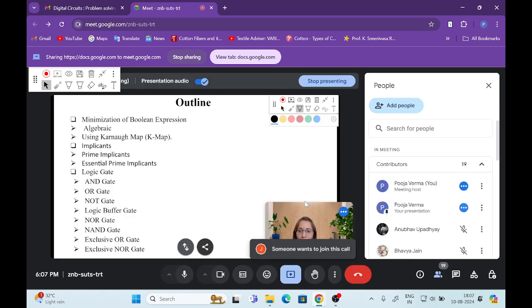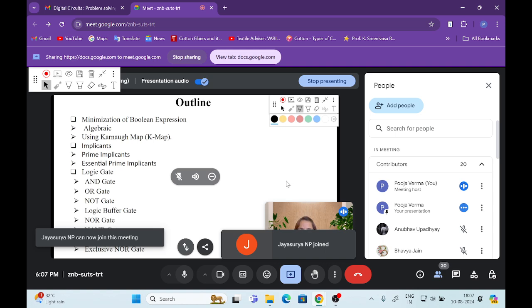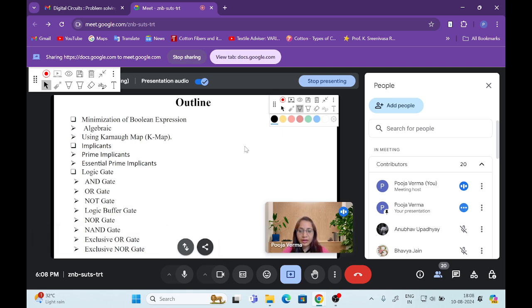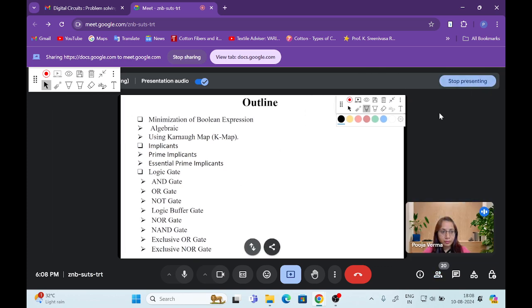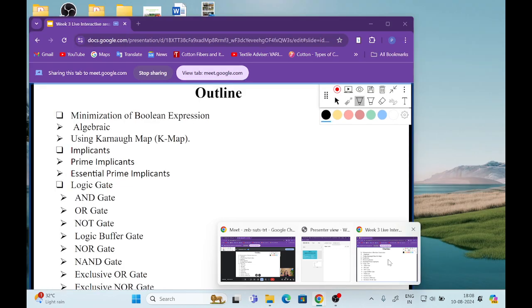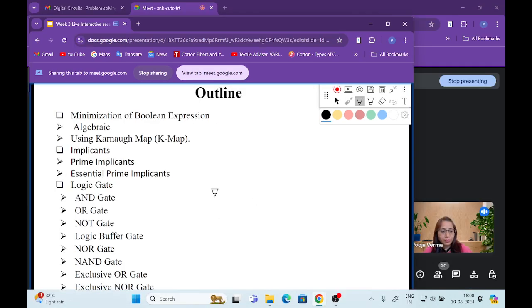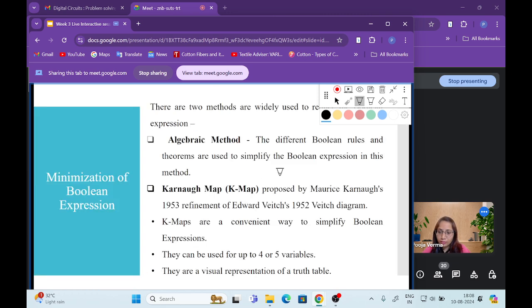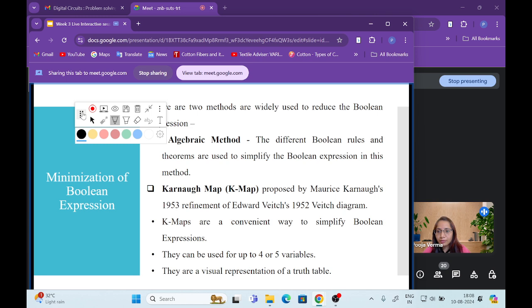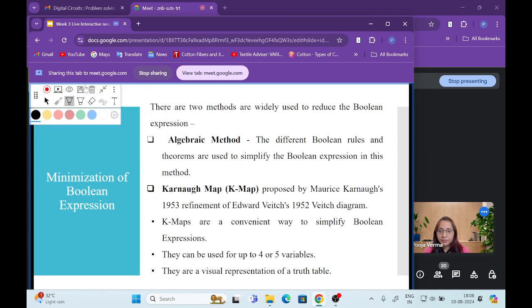And then logic gates, what are the different types of logic gates? AND gate, OR gate, NOT gate, logic buffer gate, NOR, NAND, exclusive OR gate, and exclusive NOR gate. These are the topics which have been covered for this week. First we recapitulate some points related to this week, then we will move to the questions.